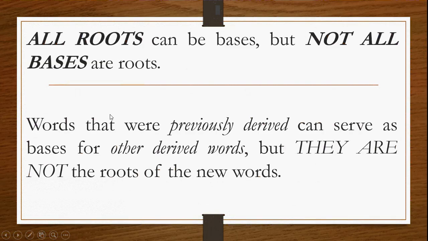So we can say, as a conclusion for roots and bases, that all roots can be bases because all of the roots can work to derive new words. So all of the roots can be bases, but not all bases are roots, right? Because some bases already have affixes attached to them. So in those cases, they are not roots. But every root can be a base, right?